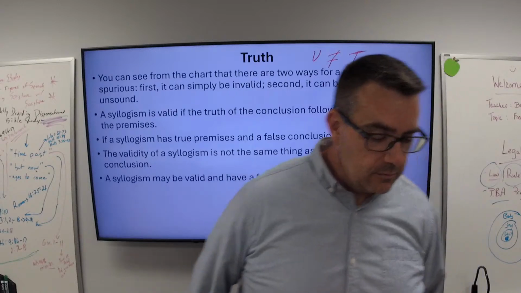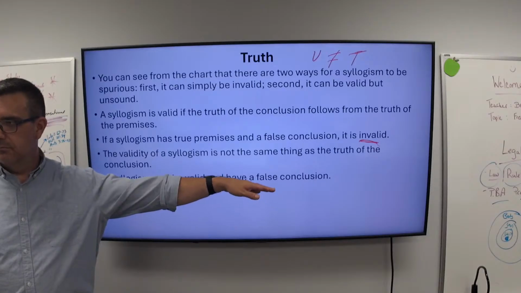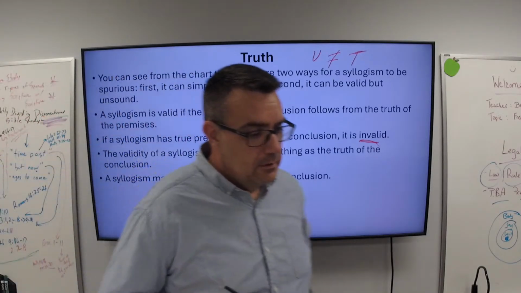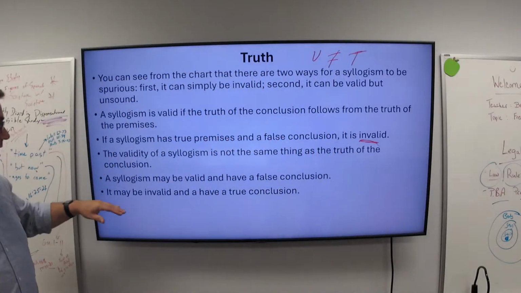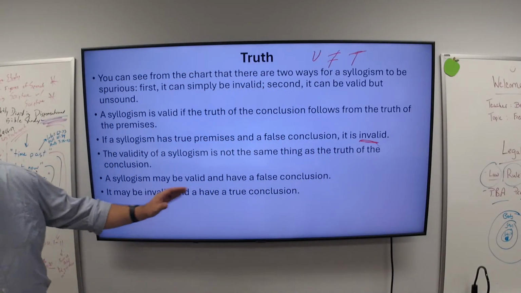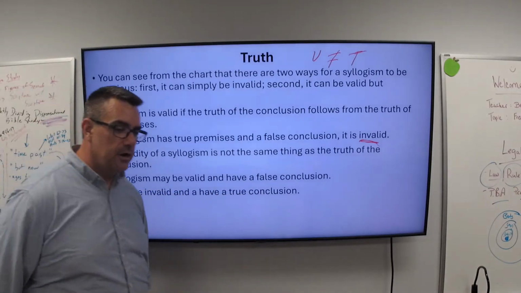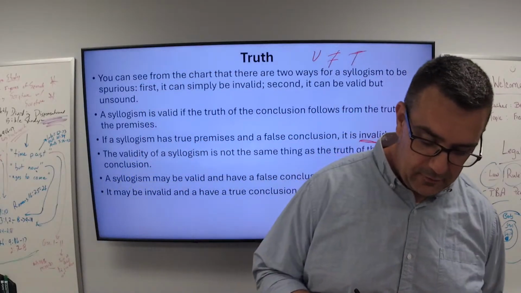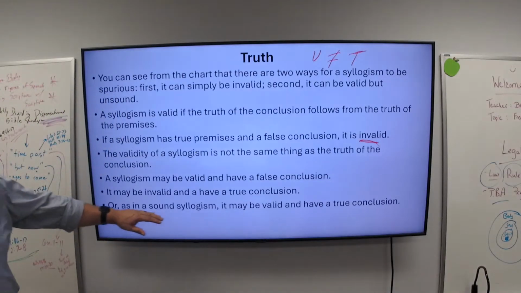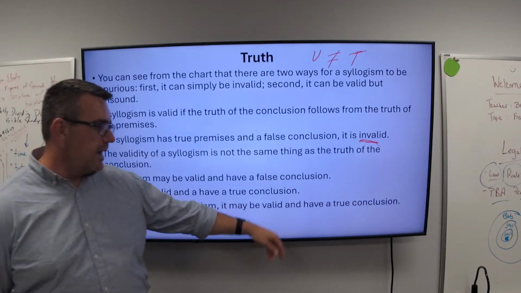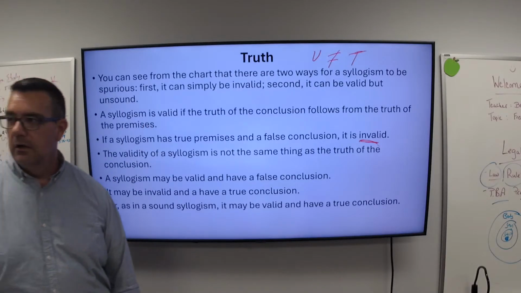A syllogism may be valid and have a false conclusion. So we've looked at that. And last here, or almost last, it may be invalid and have a true conclusion. Okay? So we got a couple different scenarios going on here, which is why we got to be careful in the way we think through things. Or, as in a sound syllogism, it may be valid and have a true conclusion. So those are the options when it comes to this.